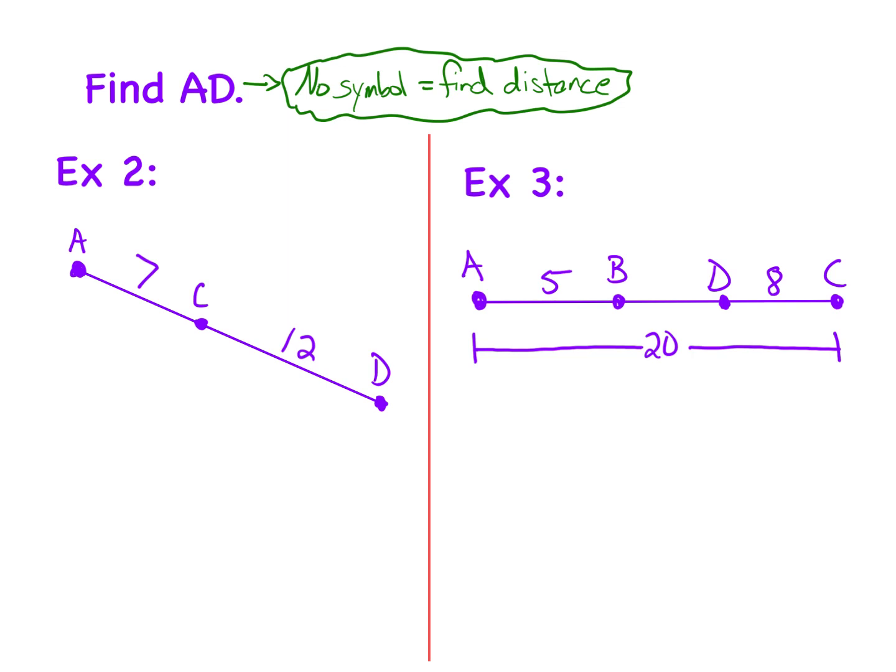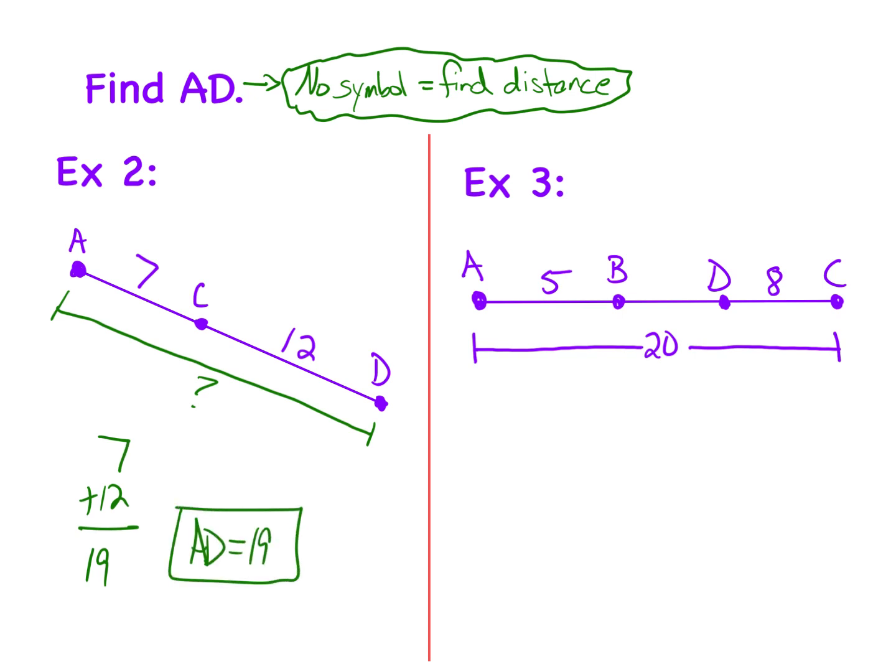So on example 2, we need to find from A all the way to D. That's what we're looking for, right? What do you think we do with that? Add them together. 7 plus 12 is 19. So the distance from A to D is 19. You can think about it as I have 2 boards, one's 7 foot long, one's 12 foot long. What's the total length of those boards from A to D? It'd just be 19.